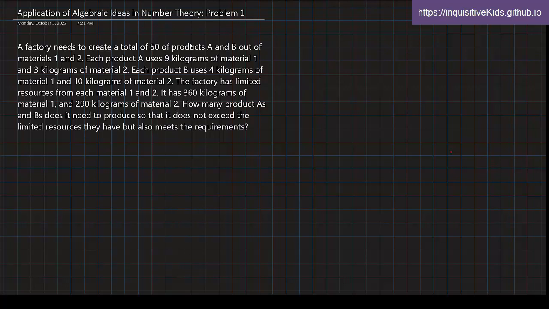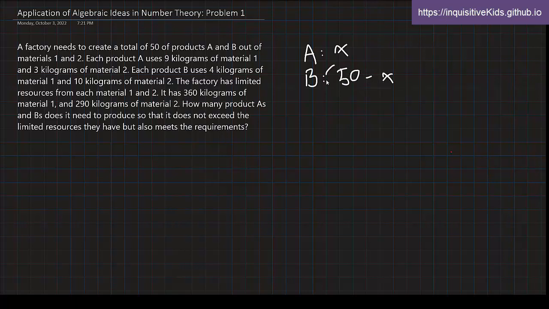So it says algebraic ideas. In algebra, we work with a lot of equations. And in here, we have lots of equivalent values. So A and B, we know that we have to have a total of 50, right? So we can set the variables first. So how about we set the amount of product A as X and the amount of product B as 50 minus X.